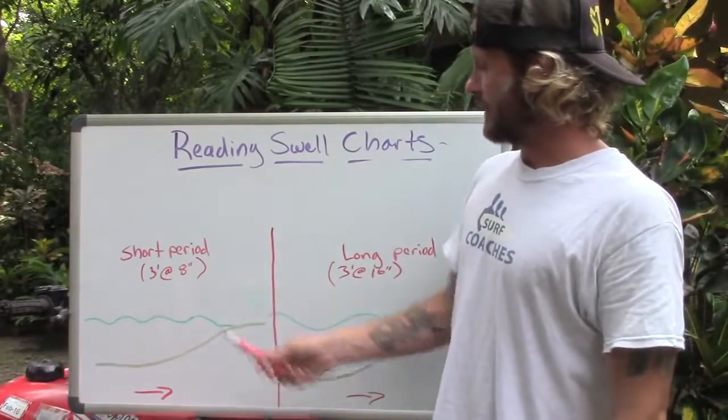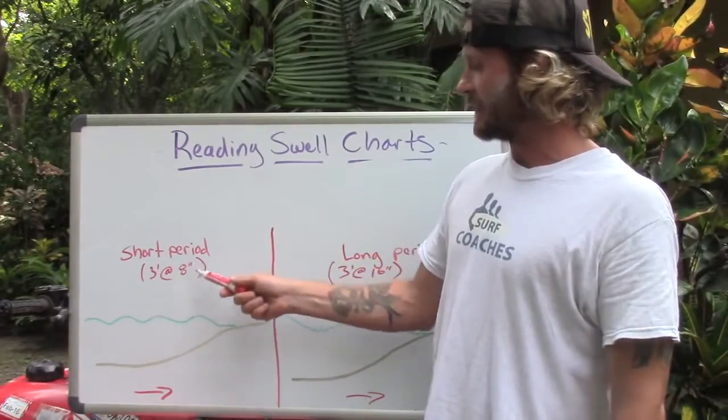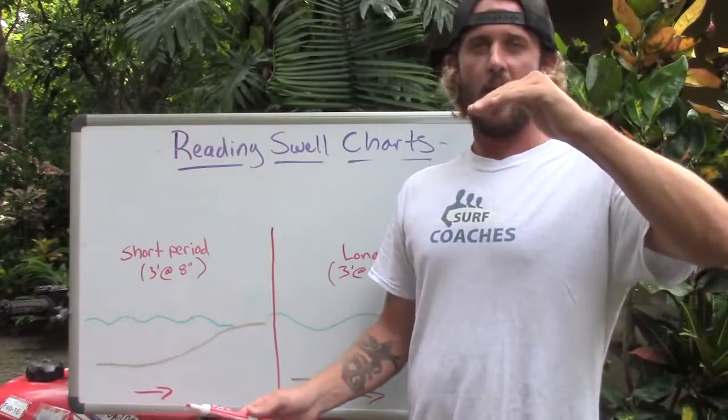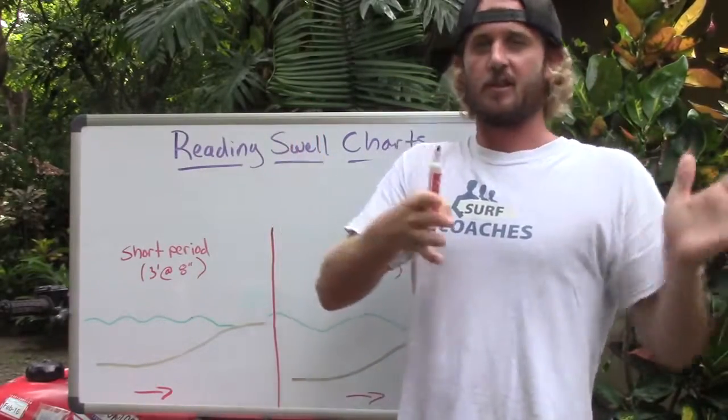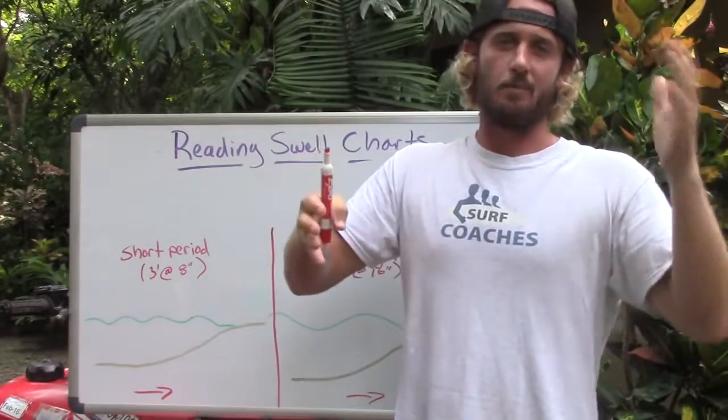So these swells are the same height, 3 feet. This one's 3 feet at 8 seconds. So that means that the height of the swell at its peak out in the open ocean is 3 feet, and the distance between waves as the swell train moves in is 8 seconds between peak to peak.